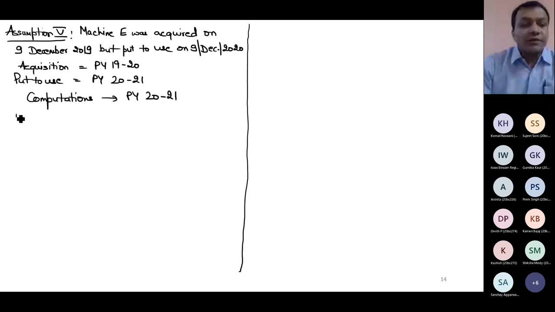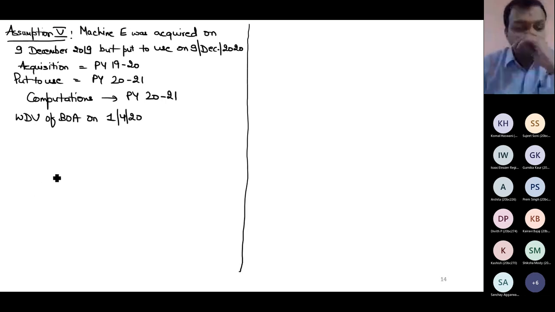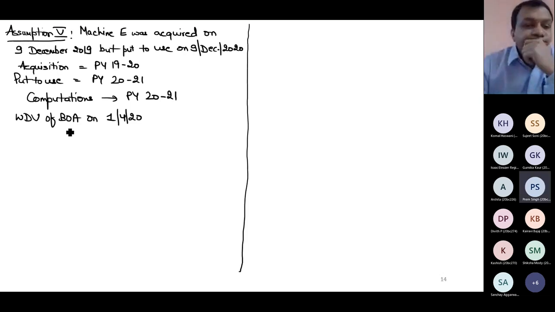Now what is my opening WDV? Don't write anything now, I will make some changes. WDV of the block of asset on 1st April 2020. Can you tell me what was the WDV? So 10 lakh.